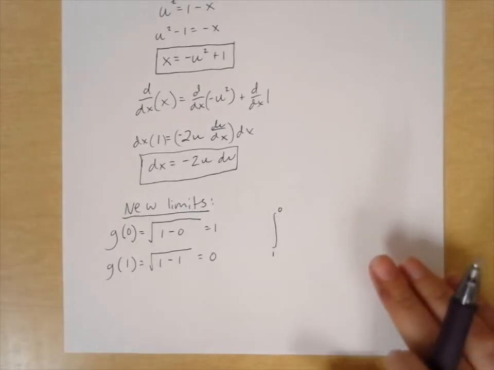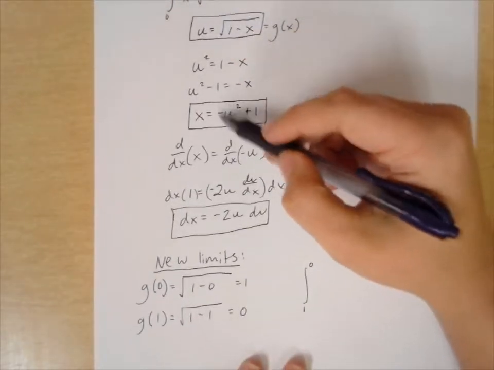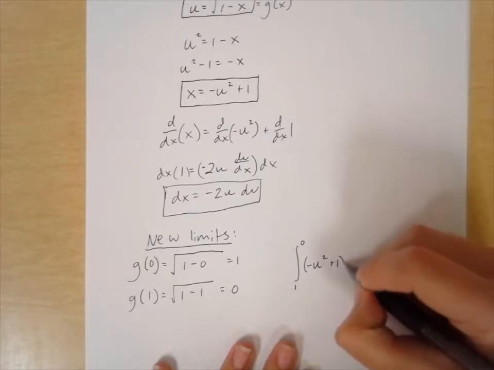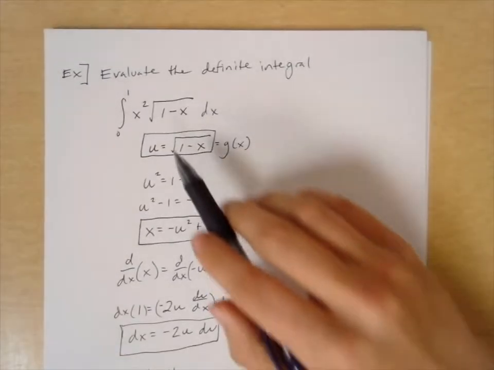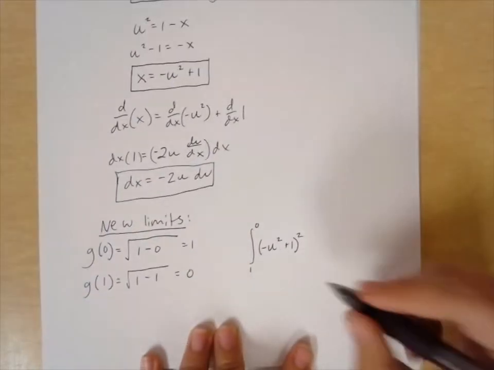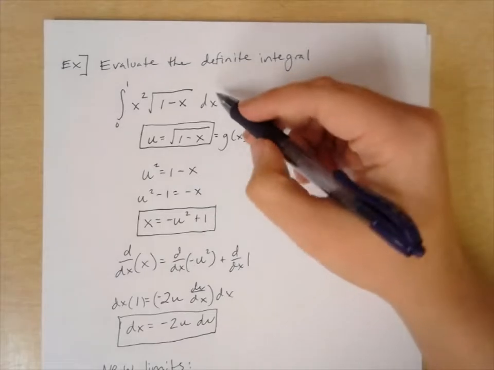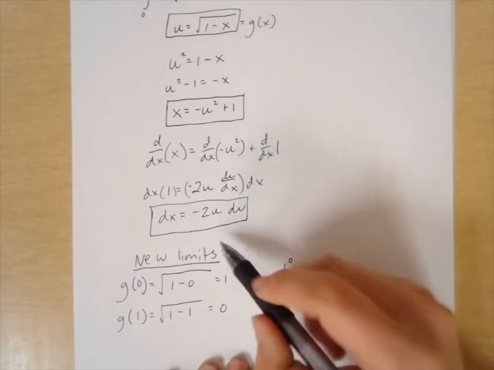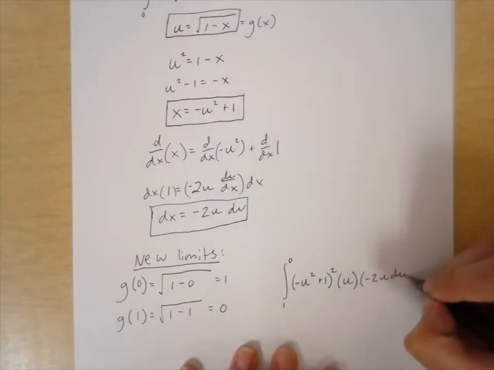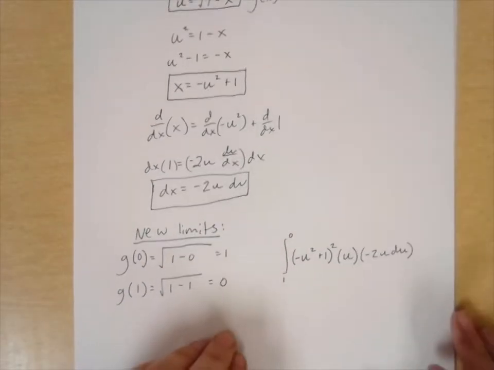We can set up the rest of our integral by replacing each thing, right? Instead of writing an x squared, I'm going to square this stuff right here. So I'm going to say negative u squared plus 1 squared. That's like my x squared piece. And then right here, this radical 1 minus x, I can actually just call u. So I'm going to do like a u in parentheses so I know what I'm replacing each piece with. And then dx. dx I'm actually replacing with negative 2u du. Negative 2u du.